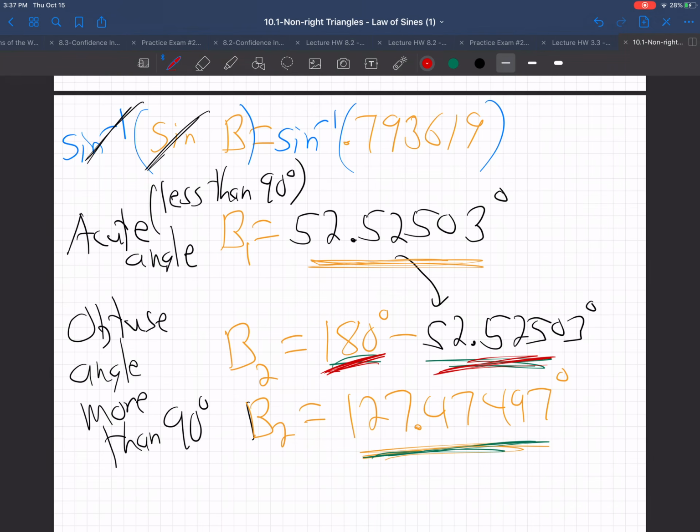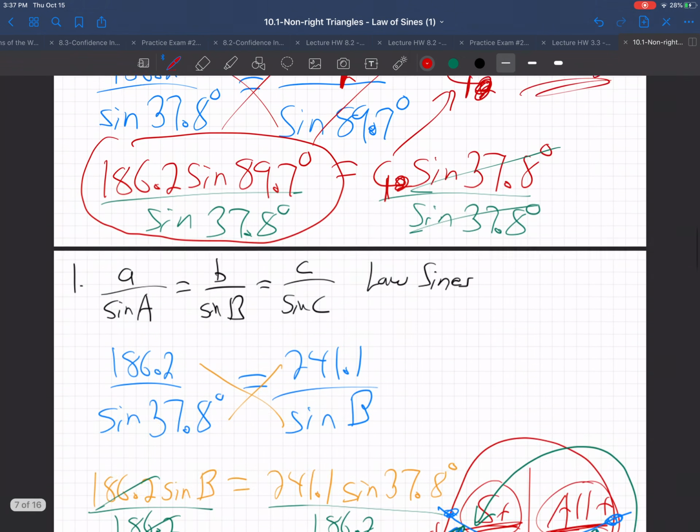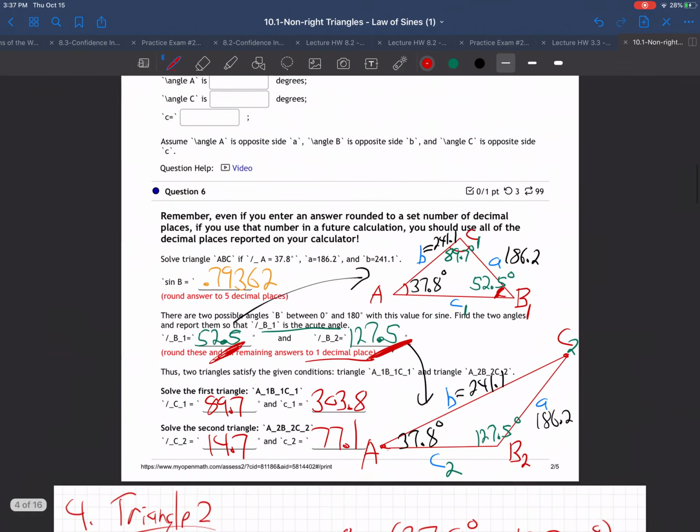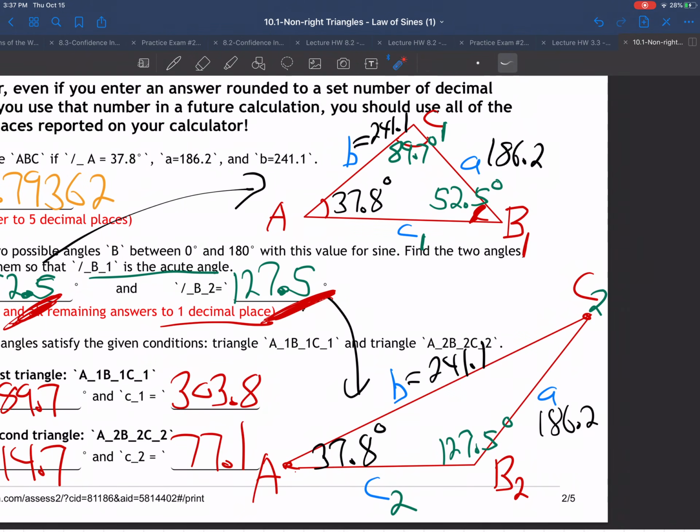There's not always a second option. A lot of times when you try the second option, the other angle will end up more than 180, and that's not possible, right? All three angles in a triangle have to total 180. But in this case, the other angle was a valid option. So we had two angles, B1 and B2. That led to two possible triangles, triangle 1 and triangle 2.